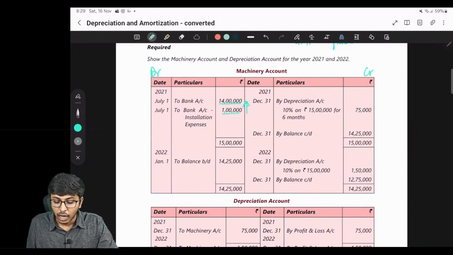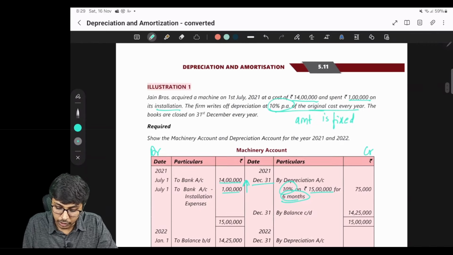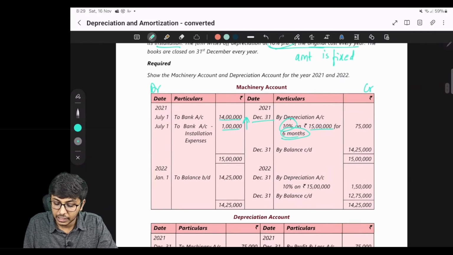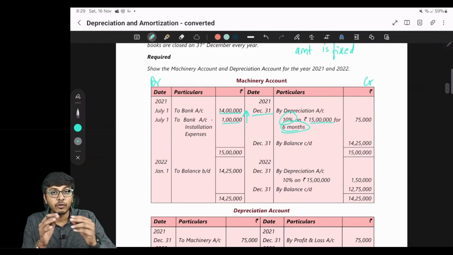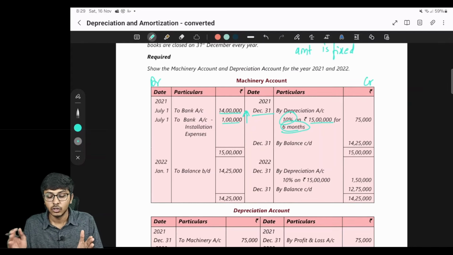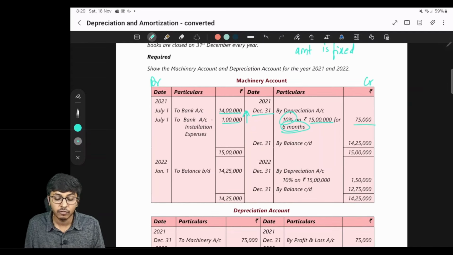Now on 31st December 21, it's not 1 year, that is 6 months. After 6 months, I will provide depreciation for 6 months on 15 lakhs at 10% on the original cost. So original cost is how much? That is 15 lakhs. 15 lakhs into 10%, 1 lakh 50. But I've used the asset only for half the year. So that is 75,000 depreciation for the first year.